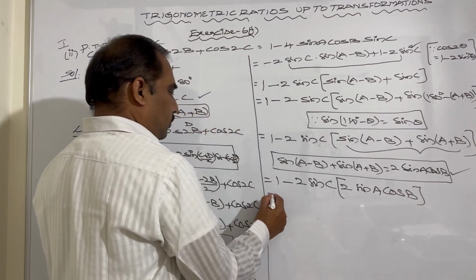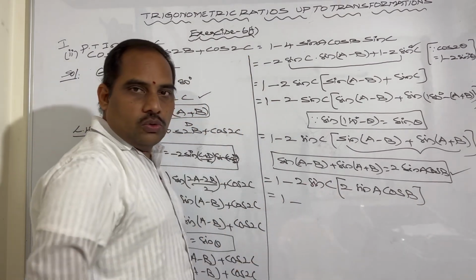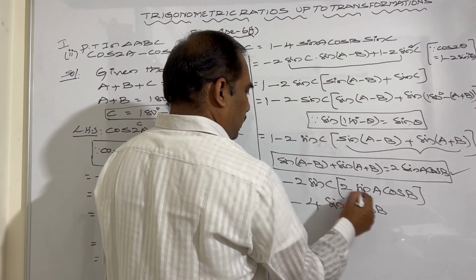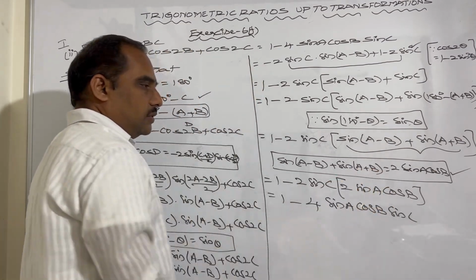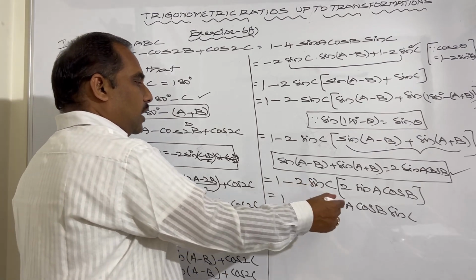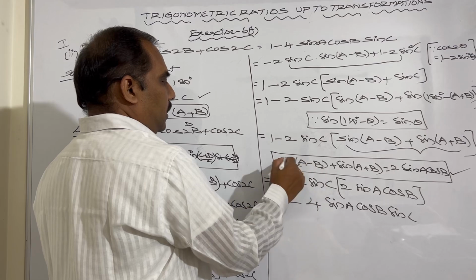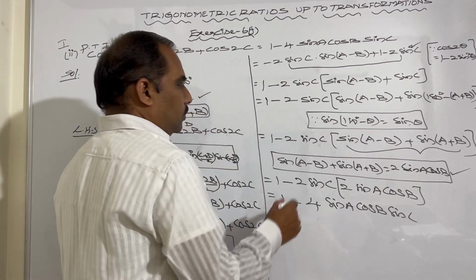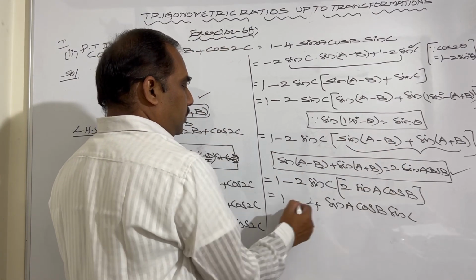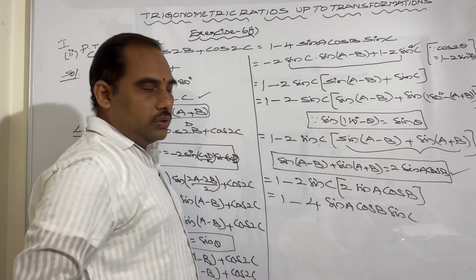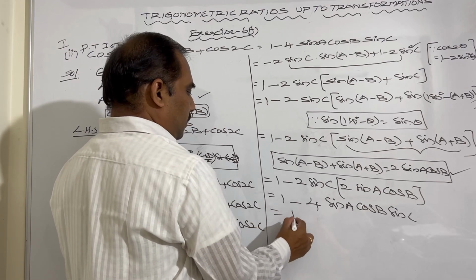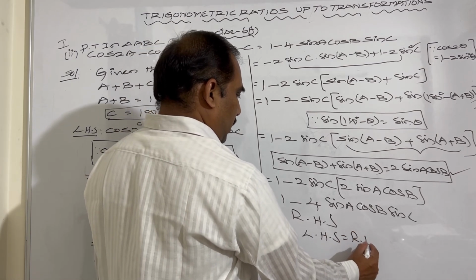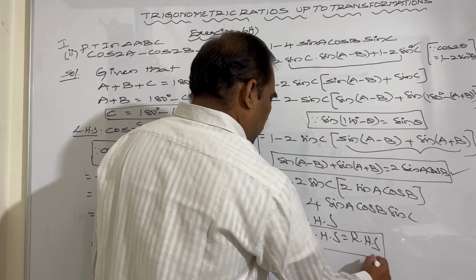If you apply that, we get 1 minus 2 into 2, which is 4, sin A cos B sin C. Multiplying 2 sin C with 2 sin A cos B gives 1 minus 4 sin A cos B sin C. So remember this formula: sin (A minus B) plus sin (A plus B) is equal to 2 sin A cos B. Finally we get the result 1 minus 4 sin A cos B sin C, which is equal to the RHS. Therefore LHS is equal to RHS. Like this we can prove the solution.